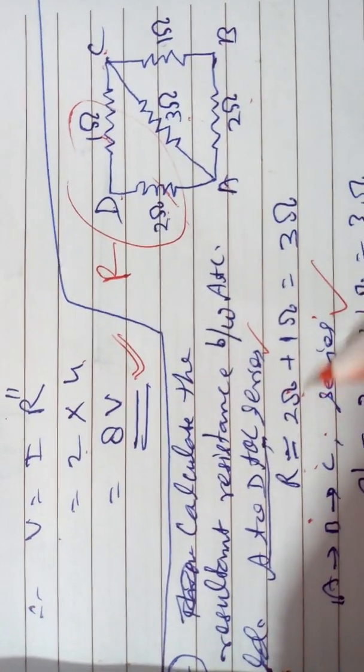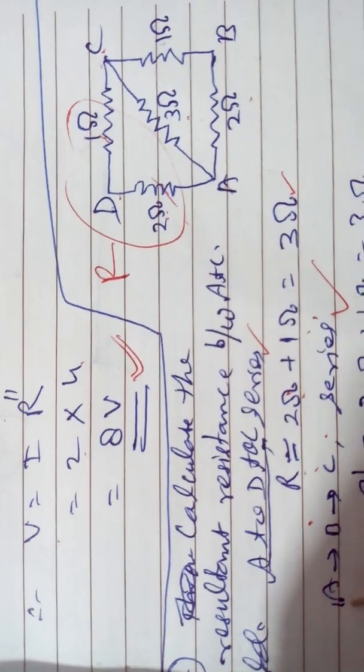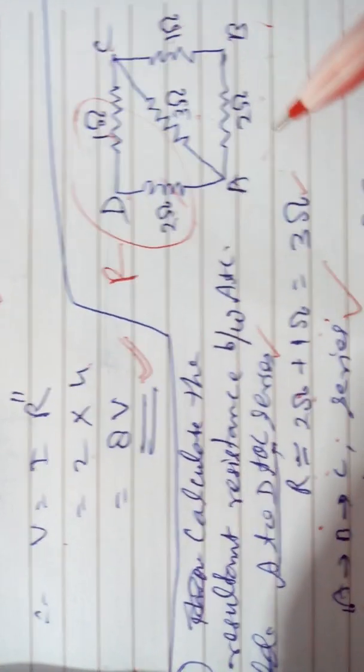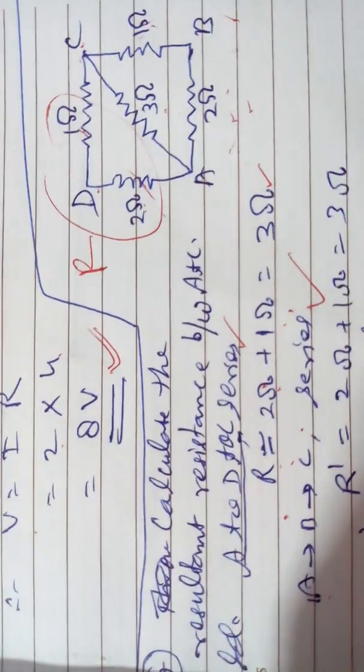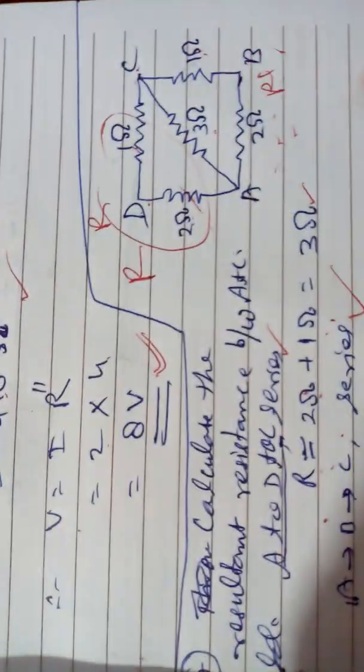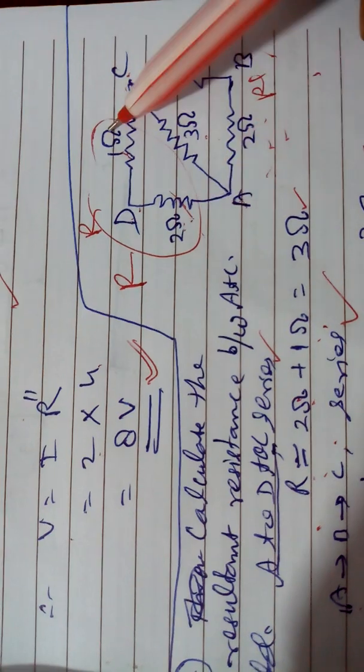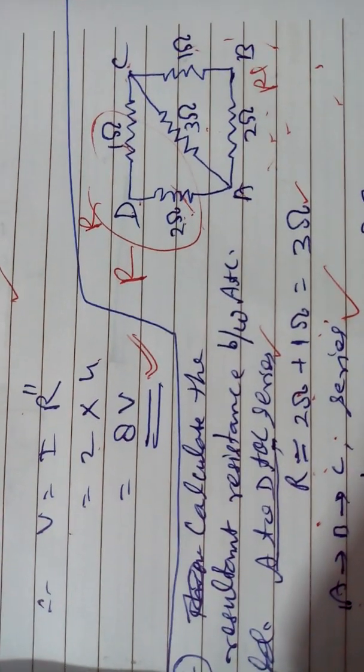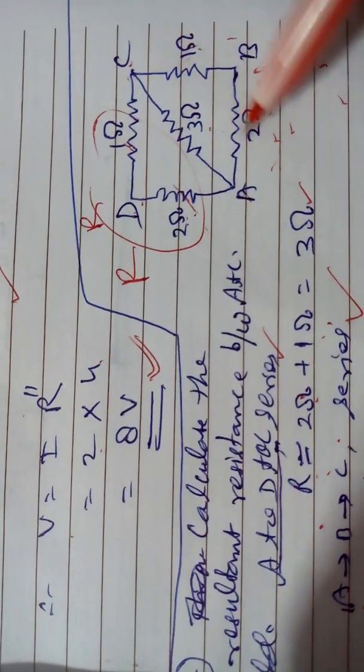So R equals 2 ohm plus 1, that is 3 ohm. A, B, C on this side, 2 plus 1, 3 again. I am taking this as R dash and here I am getting R. So R is 3 and R dash is also 3, and AC is also 3.